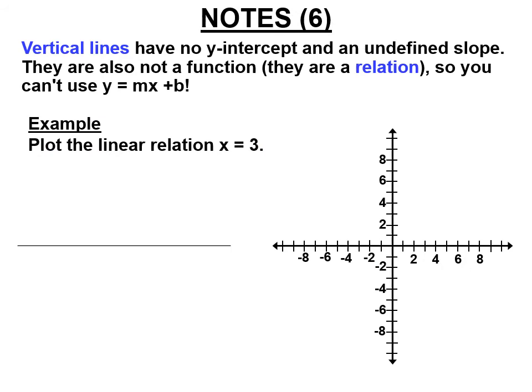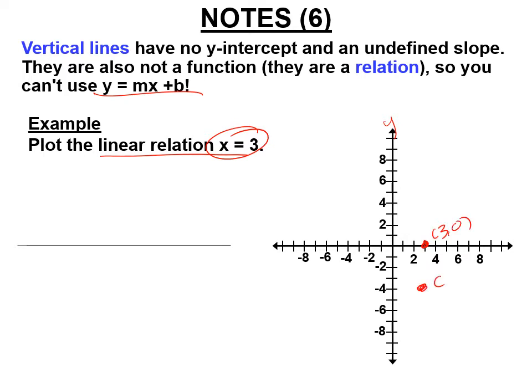Now let's do vertical lines finally. Vertical lines don't have a y-intercept. It's not that it's 0, it's just that they don't have one, because they never cross the y-axis. And they do not have a slope. It's undefined. So you can't write them in y equals mx plus b. That's for linear functions. And vertical lines are not a function. So we're going to see this. We're going to plot the linear relation x equals 3. Well, what does that equation mean? It means the x coordinate is always 3. Well, there's (3, 0).